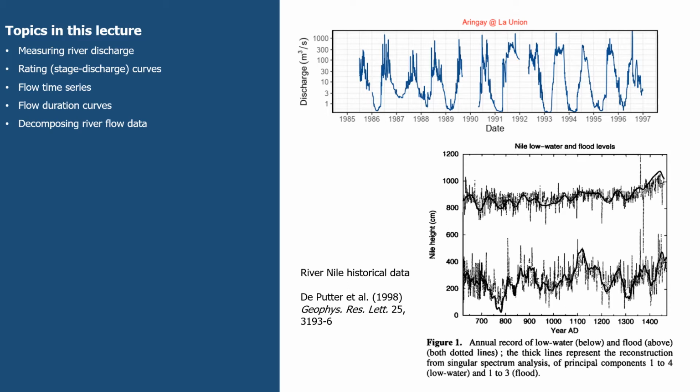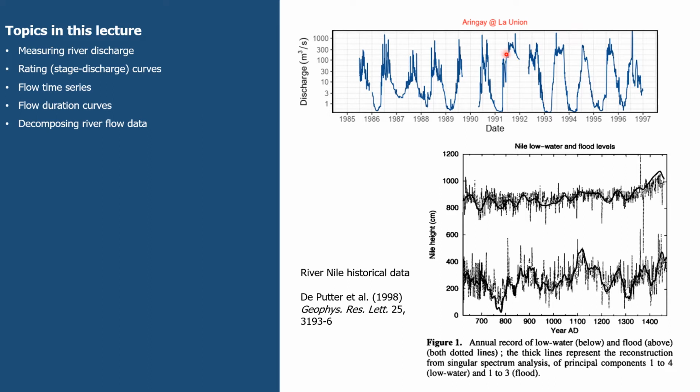There are a few things that we're going to look at. We're going to look at ways in which we might measure river discharge. We're going to look at how we might relate water levels or water stage to discharge, how these produce flow time series. We'll have a look at one way of describing the data using flow duration curves, and then we will also briefly have a look at how we might decompose these complex time series to try to understand some of the processes that cause these patterns that we see in the data.